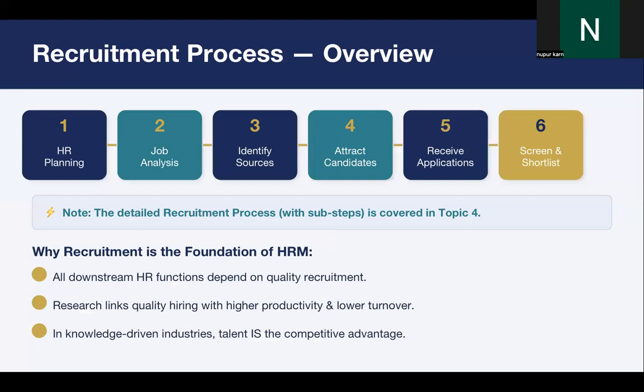Now the recruitment process. Obviously, recruitment has a process. First one is HR planning, then job analysis, identify sources, attract candidates, receive applications, and screen and shortlist. So these six are the steps involved in the recruitment process. Why is recruitment the foundation of HRM? All downstream HR functions depend on quality recruitment. Research links quality hiring with higher productivity and lower turnover. In knowledge-driven industries, talent is the competitive advantage.